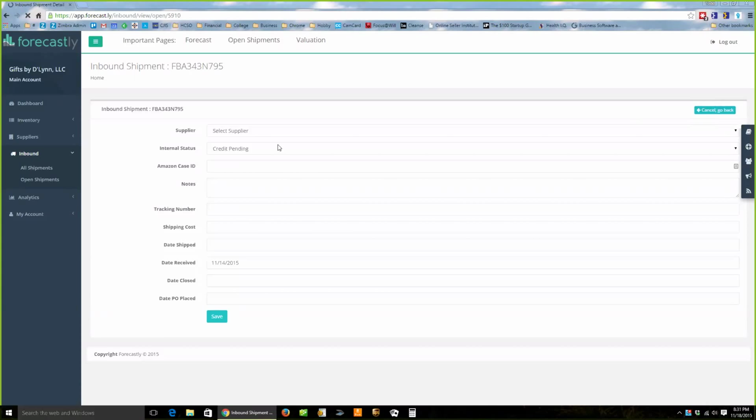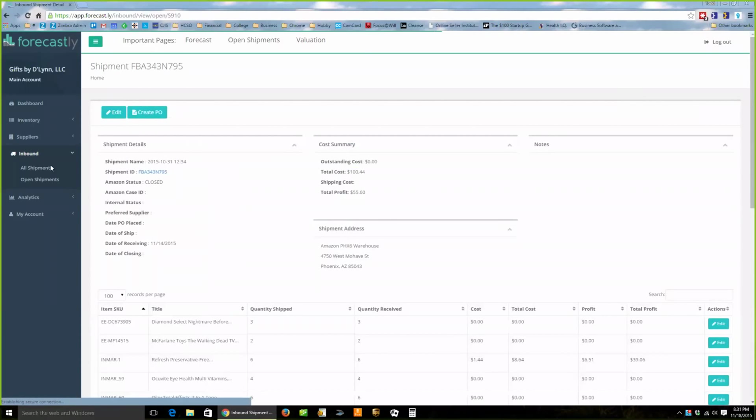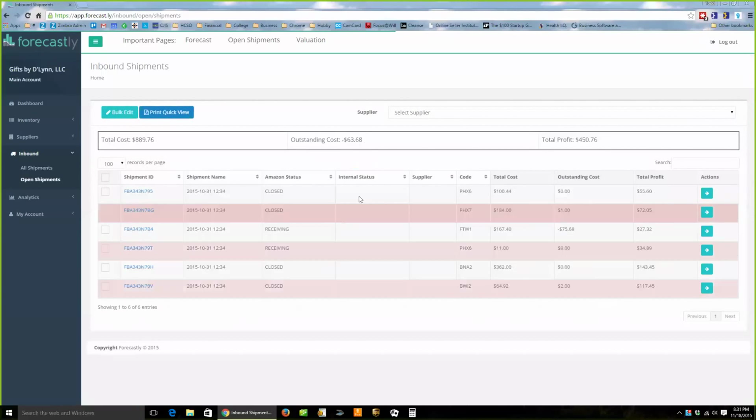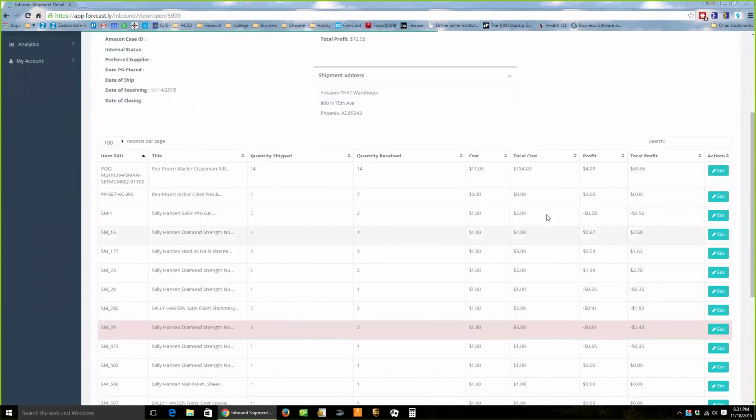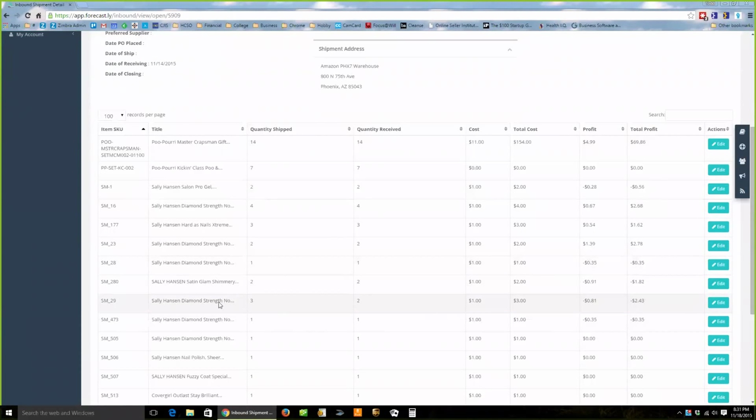So when you go in here, you can look at your shipments, click on open shipments, and see, okay, was there something in here, like if internal status was credit issued or something like that. You can check and follow up on that status and make sure that you actually got your credit. You can also check where it shows outstanding cost. You can click on that and see what you're actually missing a cost on.